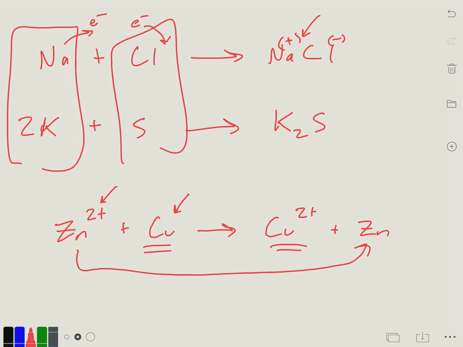So recognizing molecular oxygen, recognizing metals and nonmetals, recognizing electron transfer. That's redox reaction. We're going to go way deeper into it later in chapter 16, but for now, you just need to spot it.